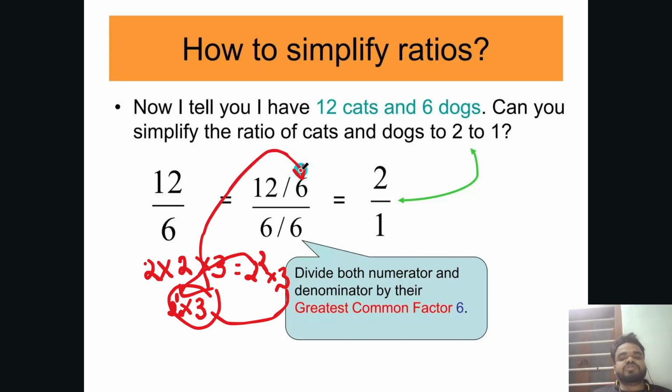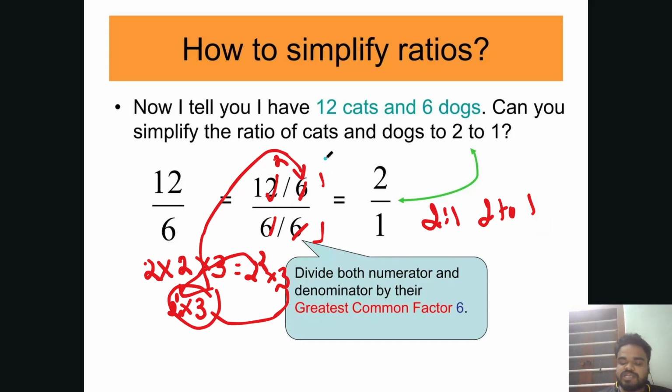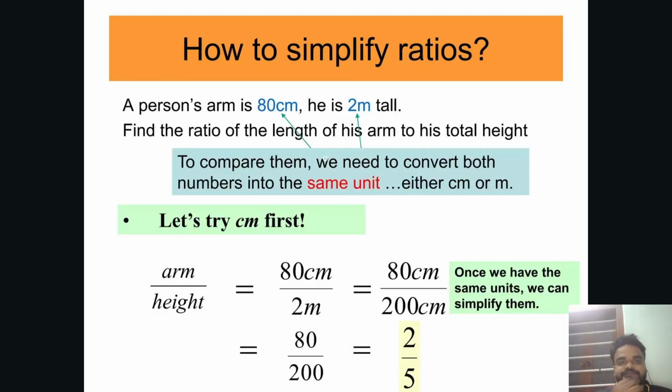So once you find the GCF of these two numbers, divide both the numerator and denominator by the GCF. So 12 by 6 and 6 by 6. 6 twos are 12, and 6 ones are 6. So we get 2 by 1, or 2 is to 1, or 2 to 1. Here you learned how to simplify ratios. Let's try some other examples.